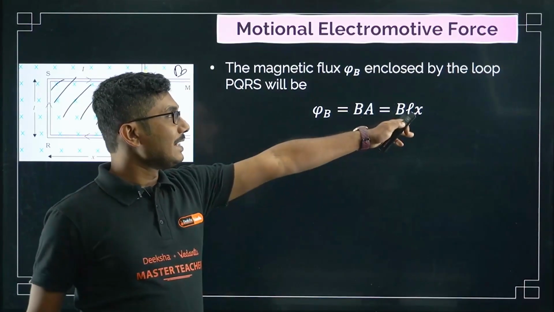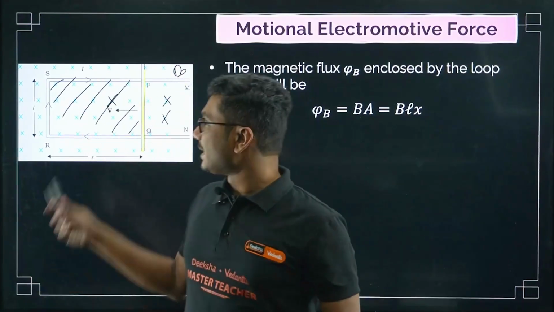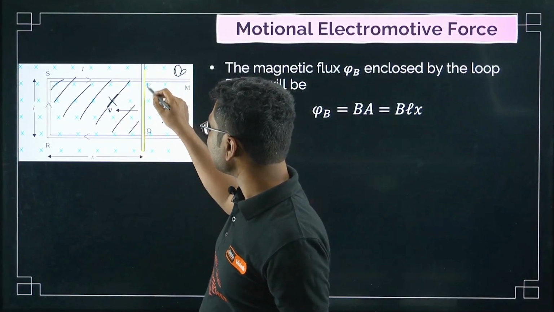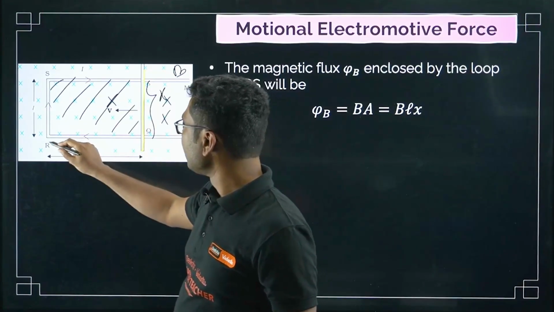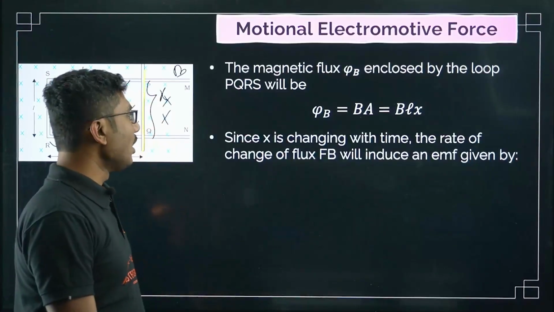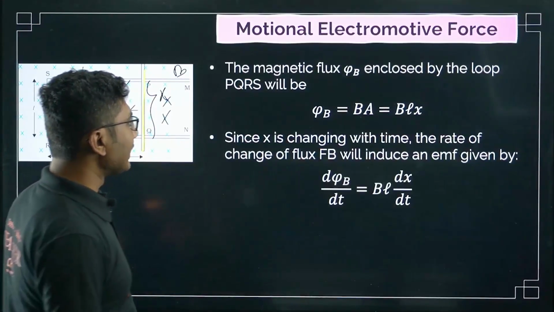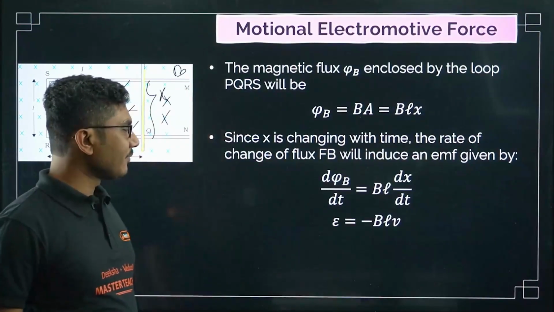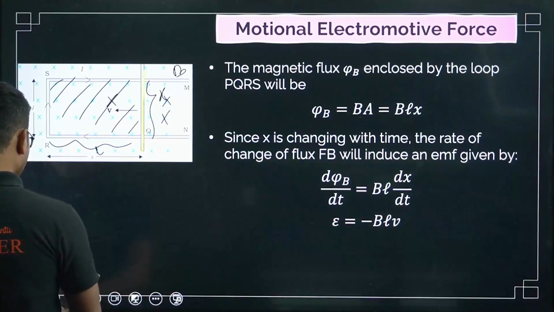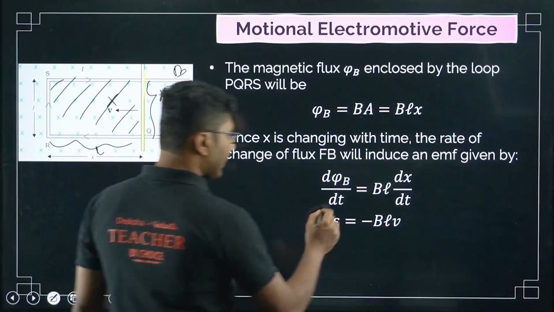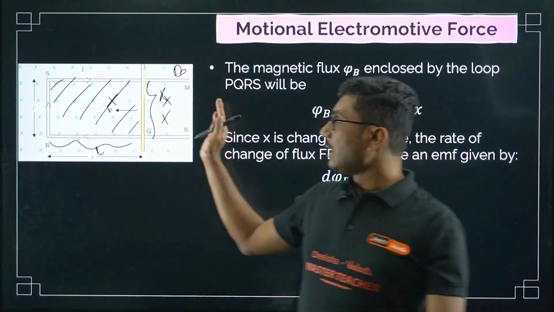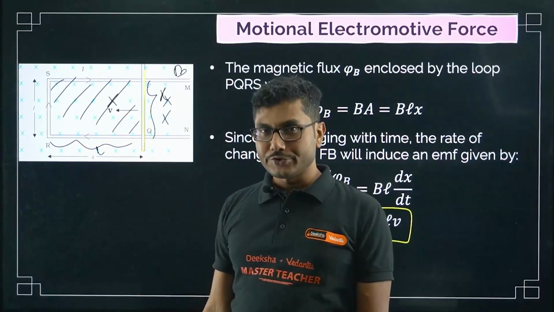So the area is L into X. Why L into X? This is a rectangle. Rectangle means length into height, that is, this is X, this is length, right? So this is the area of the coil. Now if you differentiate it, you will get the induced EMF. So the induced EMF is given by epsilon equals BLV or BVL. This is called motional EMF because it is in motion, it is producing motional EMF.